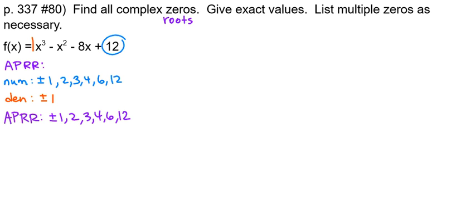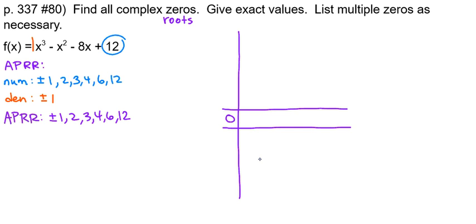Now to go ahead and find the roots, I'm going to make my synthetic division chart. So I'm going to put 0 in the middle, give myself plenty of space above and below, and put the coefficients from the problem, 1, -1, -8, and 12. 12 is going to be the remainder, so make a line to separate your remainder column. And then we're going to start by dividing by 1.